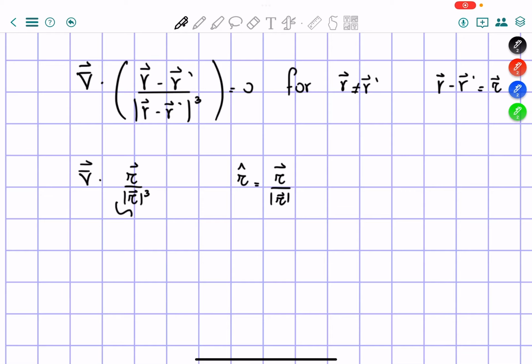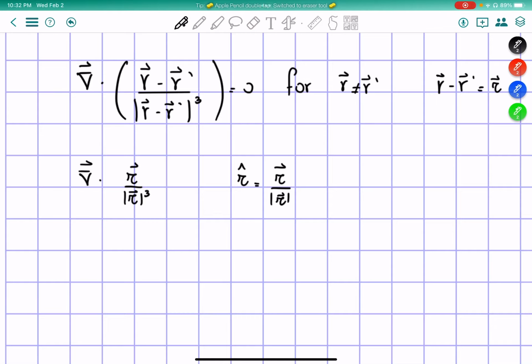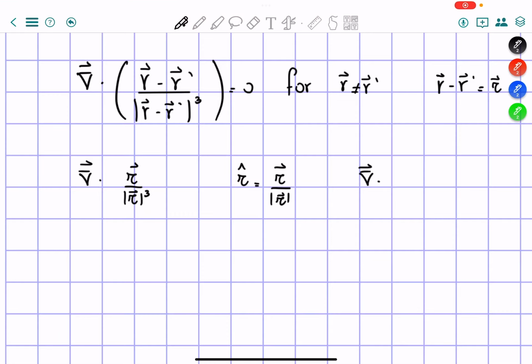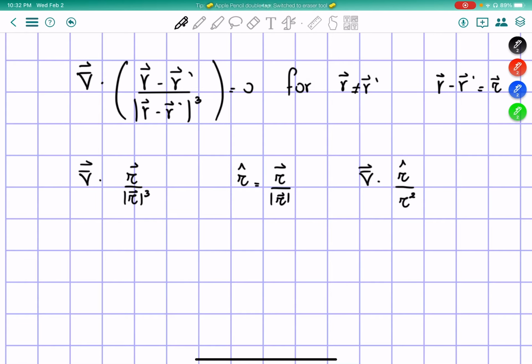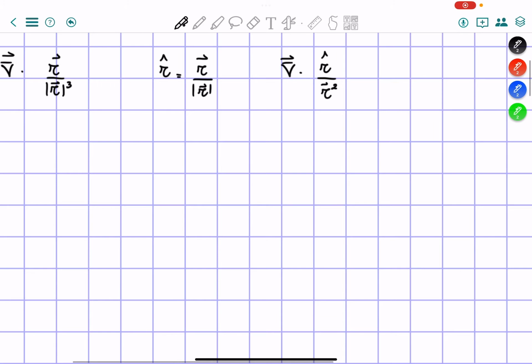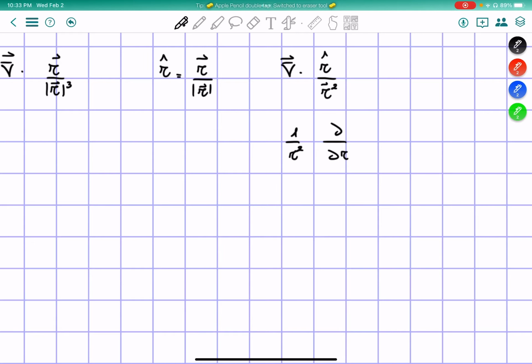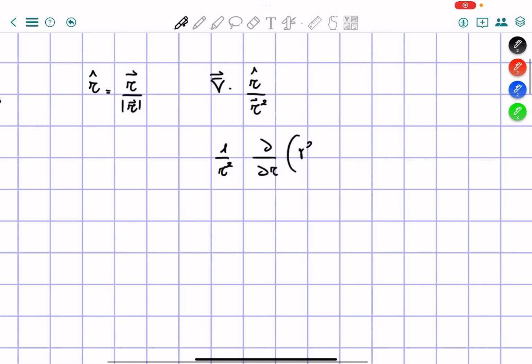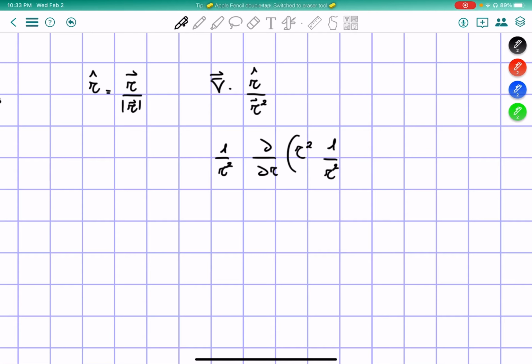So we can rewrite this part here as the divergence of our r unit vector divided by r squared. When we do this, we have to remember that in spherical coordinates the divergence is very particular. It will actually be 1 over r squared, and then the partial derivative with respect to r of r squared times 1 over r squared. I keep mixing up these r vectors.